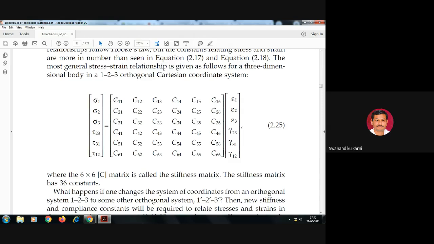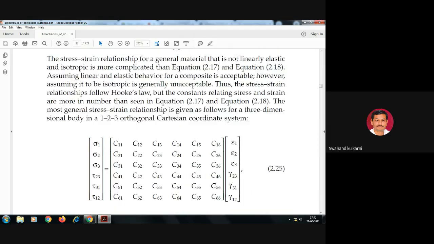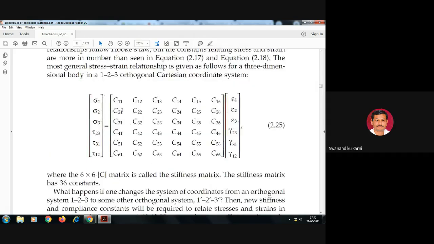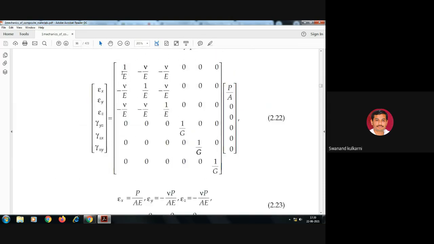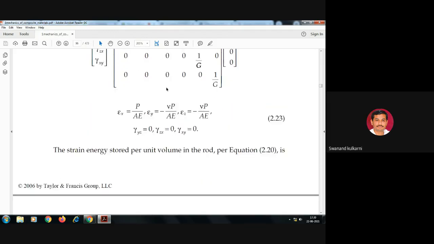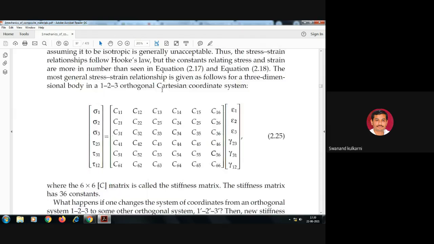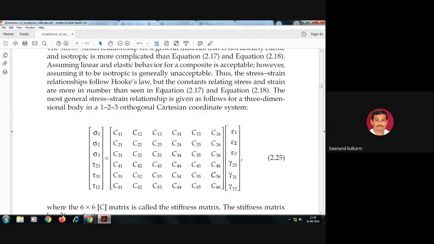Now, as far as C11, C12, C13, C14 are concerned, I am going to compare each and every element with the respective matrix which we formulated by taking the example of the uniaxial stress system. C11 is here 1 upon E, C22 is here minus mu upon E. So, if the material is not isotropic, how does that relationship exist and how are these different parameters correlated with each other? That is the interesting part to understand here.